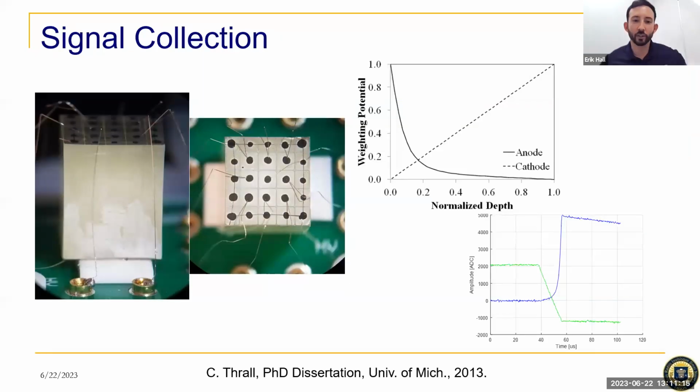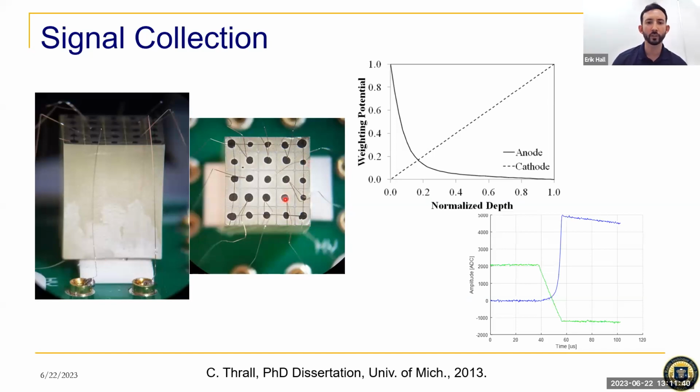Okay, so for signal collection. In our group here, we work with almost entirely pixelated semiconductors. On the left here, you see an example of a thallium bromide crystal. We have a pixelated anode on top here, and then the bulk of the crystal about 1 centimeter thick, and then a planar cathode here on the bottom.